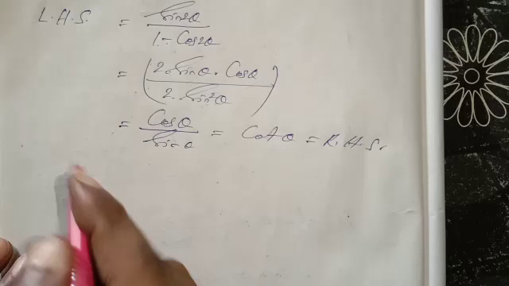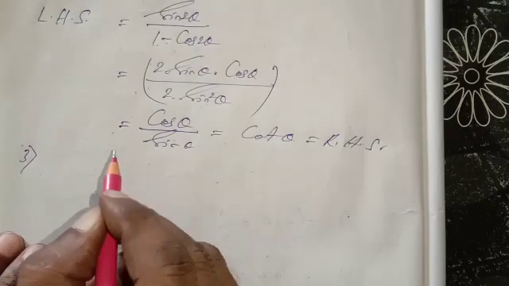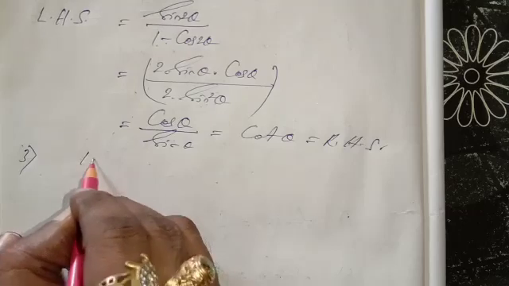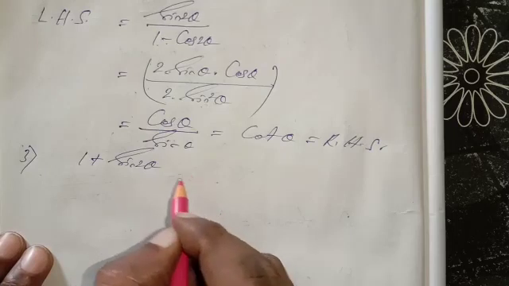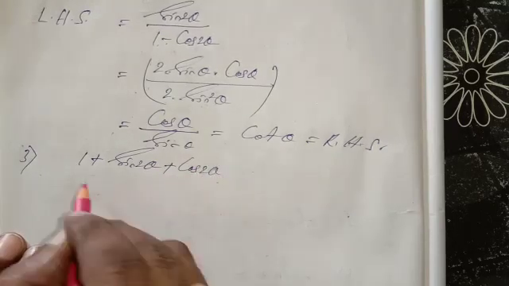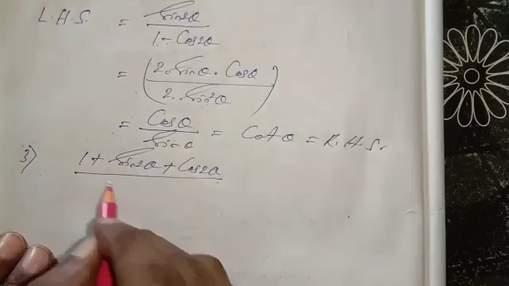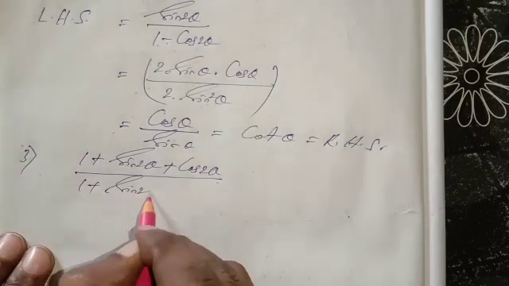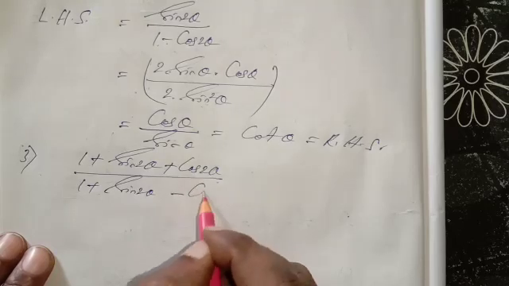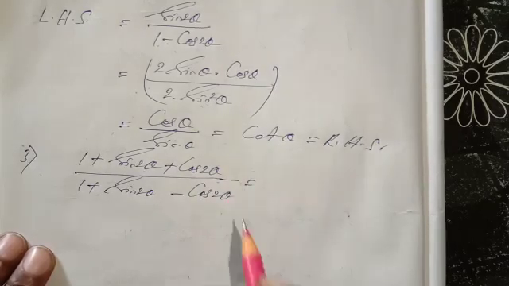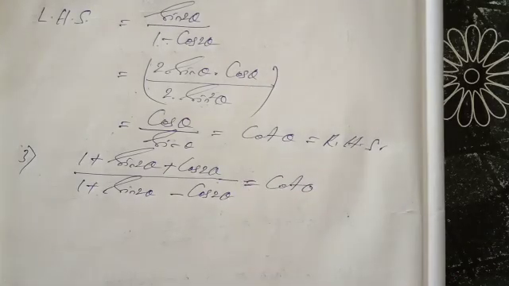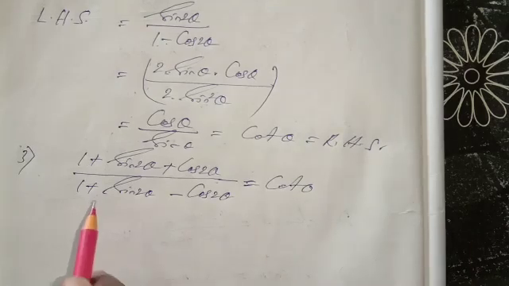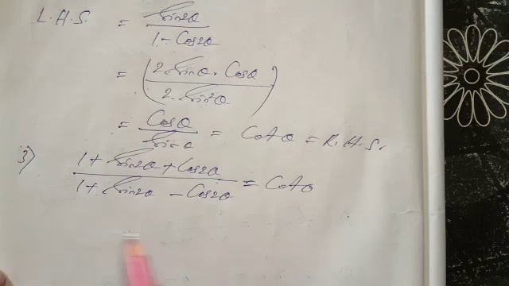This one is completed. Question number 3, you have to prove: 1 plus sin 2 theta plus cos 2 theta divided by 1 plus sin 2 theta minus cos 2 theta is equal to cos theta. This is the question given, you have to prove. First, I have to understand what the question is: 1 plus sin 2 theta plus cos 2 theta divided by 1 minus sin 2 theta minus cos 2 theta is equal to cos theta.